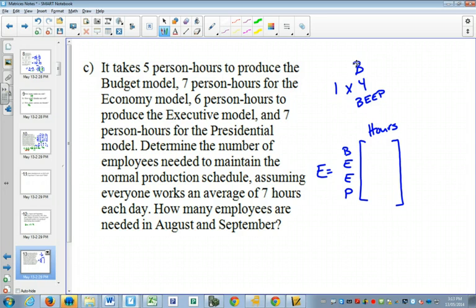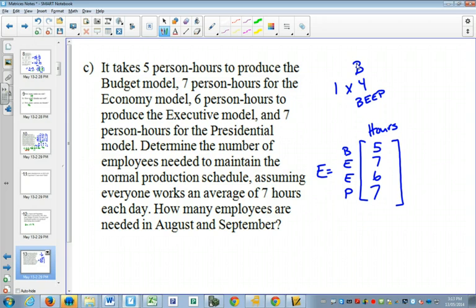So the hours for a budget were 7. For the economy, only 6. No, 5, 7, easy. Takes an extra hour to tack on those dials. 5, 7, 6, and 7. Well, there might be extra bling, right? That isn't mentioned in here. The only difference between a presidential and executive is there's 6 extra dials. They don't do anything, but they're there. They're just nice to play with.